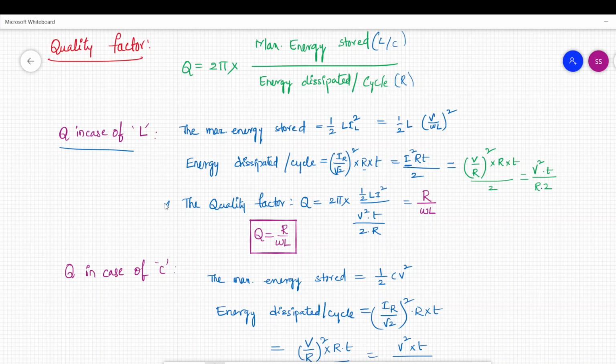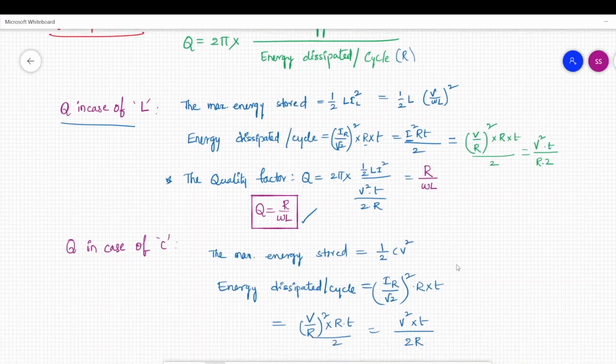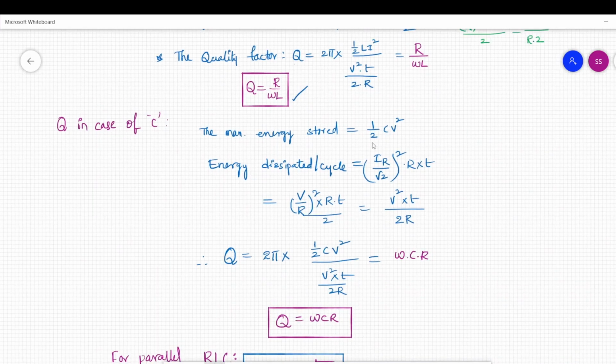So let us derive the quality factor for inductor in case of parallel RLC circuit, that is Q equal to 2 pi into energy stored, half L I square, by energy dissipated, V square into T by 2 into R. So the quality factor for inductor in case of parallel RLC at resonance is R by omega L. Okay, now let us see the same for capacitor. Energy stored in a capacitor is half CV square. Energy dissipated is the same value. So let us substitute them. So the quality factor will be omega CR for parallel RC circuit.